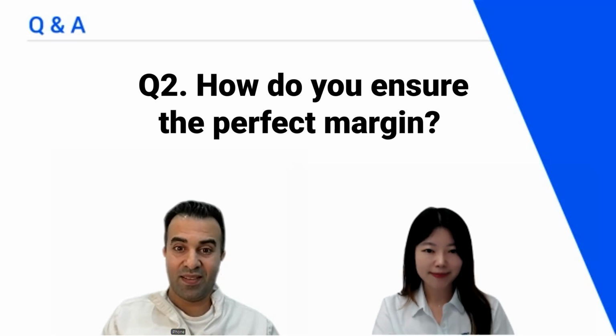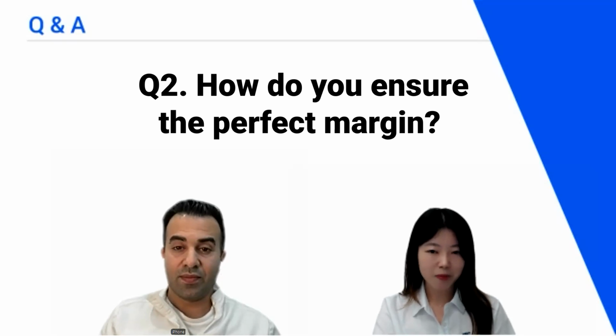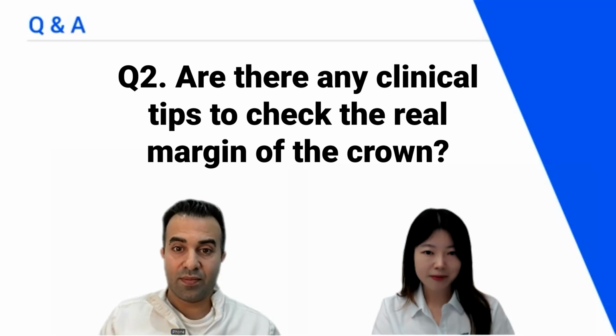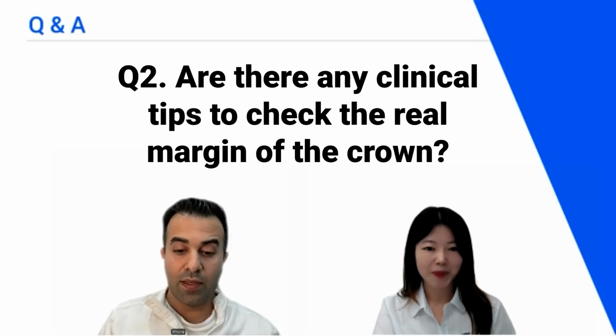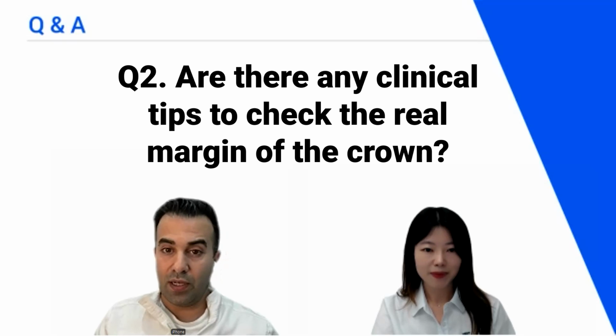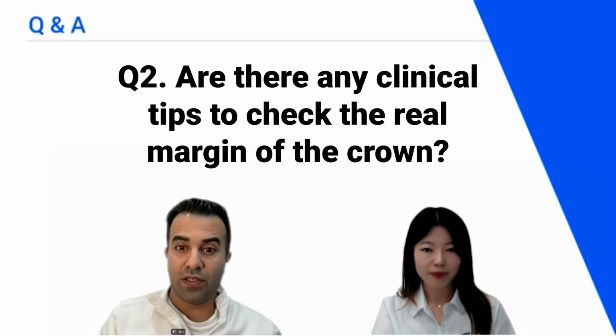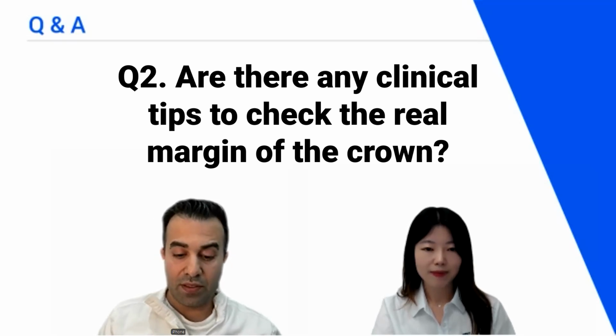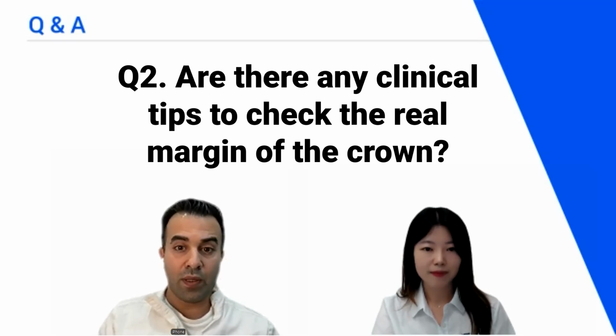Question number 2. How do you ensure the perfect margin? Are there any clinical tips to check the real margin of the crown? All right. So obviously, we would rely on retraction. Gingival retraction is key, because whether it's an analog impression or a digital scan, it's the same. It's all about soft tissue retraction.